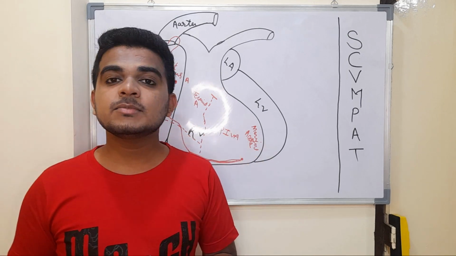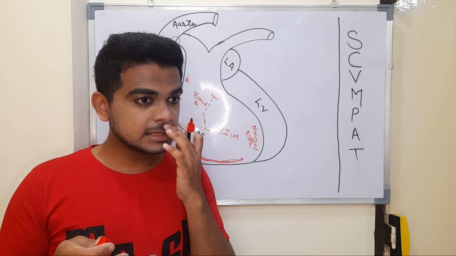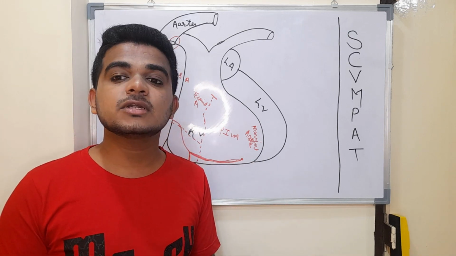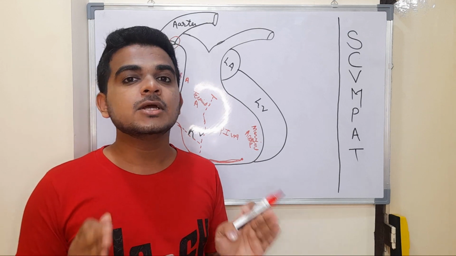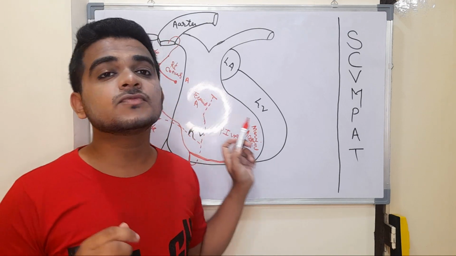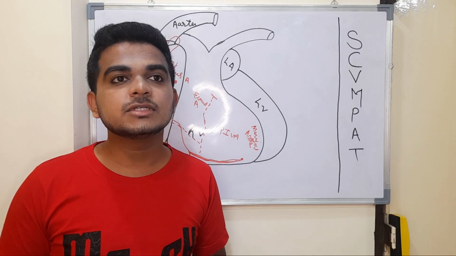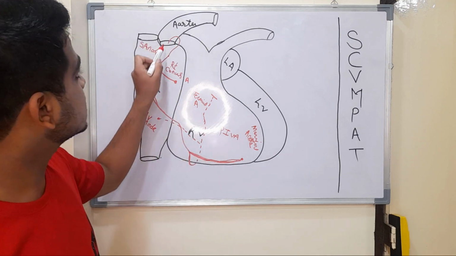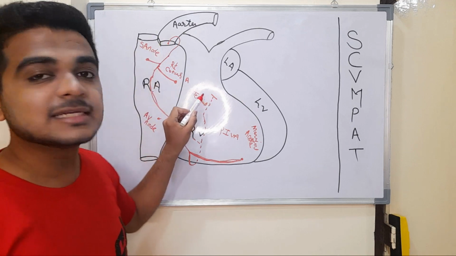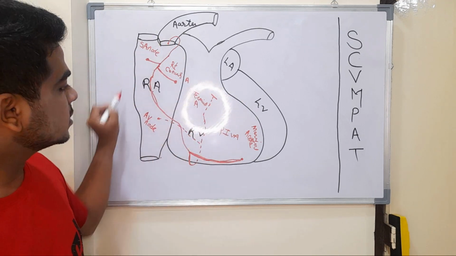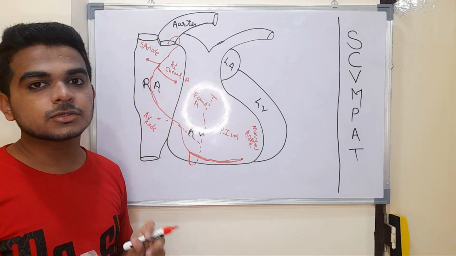Terminal means the place where that particular thing ends, it terminates. But it terminates with an anastomosis with the circumflex branch of the left coronary artery. So this is the arising portion and this is the terminating portion of the right coronary artery. So that is all about the right coronary artery.